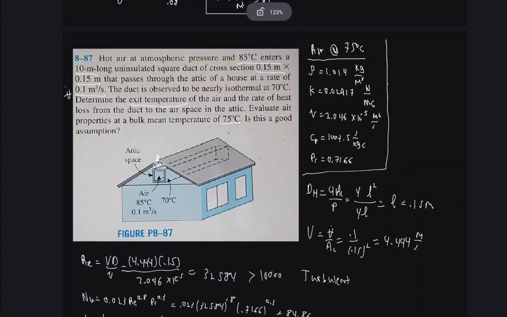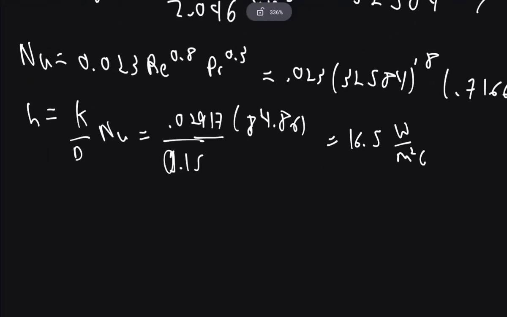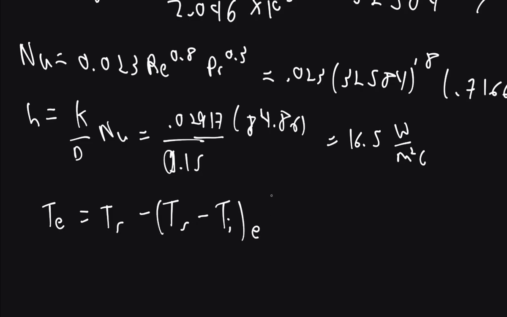What are we looking for specifically? Exit temperature and the rate of heat loss. So that's Q dot and Te. Well, I know that Te is the surface temperature minus the difference in temperature between the surface and the inlet times e to the negative hAs over m dot Cp.